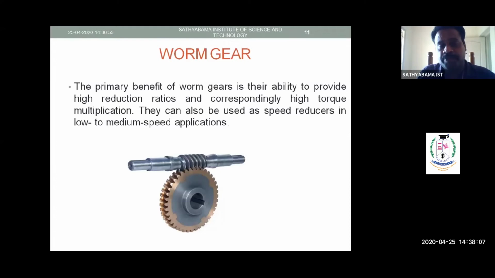Next, worm gears. Okay, bevel gears are for intersecting shafts. Worm gears are used for connecting two shafts that are not intersecting and non-parallel. For non-parallel, non-intersecting shafts also you can transmit power with the help of worm gears. The primary benefit of this worm gear is its ability to provide a high reduction ratio. High reduction ratio means, in the previous case, bevel gear, I told you the ratio is how much? 1:5. But with worm gear we can go more than 5. Okay, we can go up to 10:1. And correspondingly high torque multiplication is possible here. So they can be used as speed reducers.